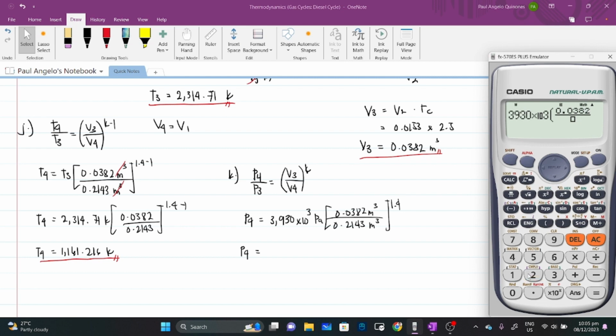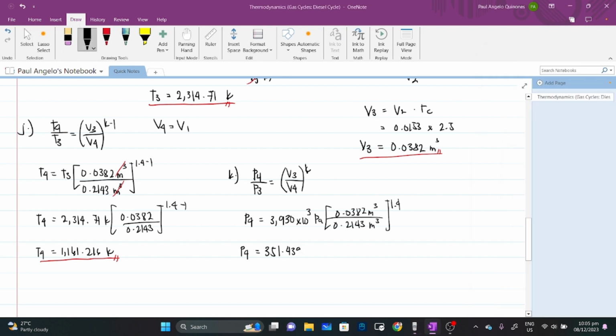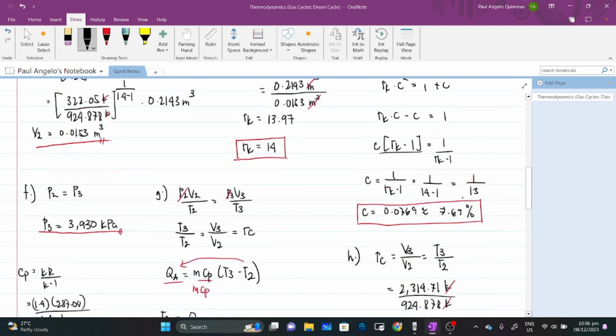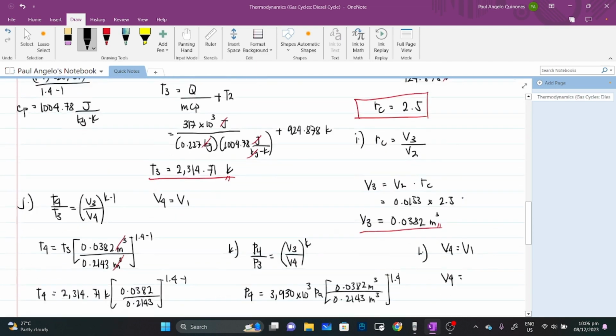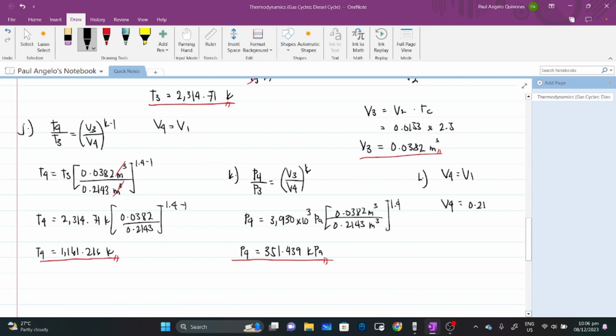So that is 0.0382 divided by 0.2143 raised to 1.4, which is 351.439 kilopascal. Okay? So for a separate section, let's put letter L here, wherein we conclude that V4 is equal to V1, which is 0.2143 cubic meters.